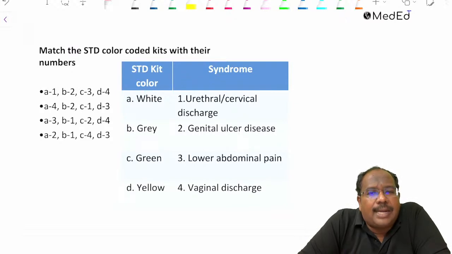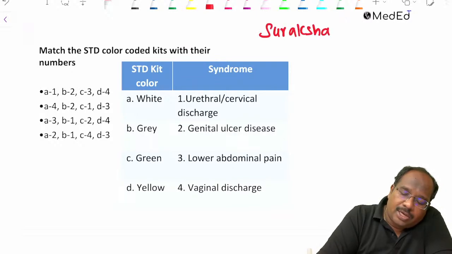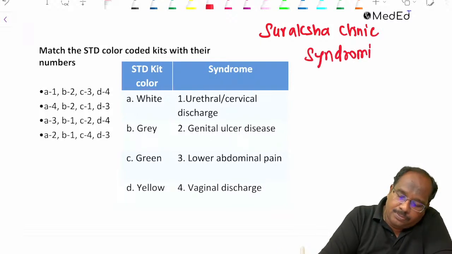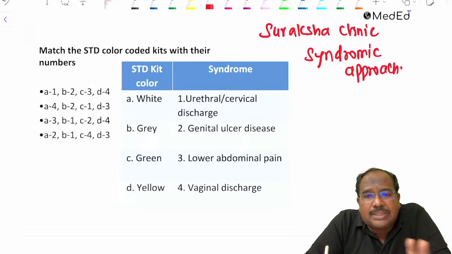Match the STD colored kits with their numbers. This is a repeated question. We have these various colored kits used in the Suraksha clinic. This is called the syndromic approach. So what are these colored kits?